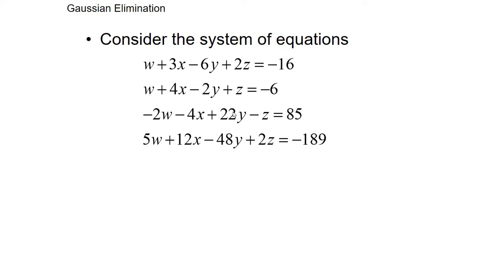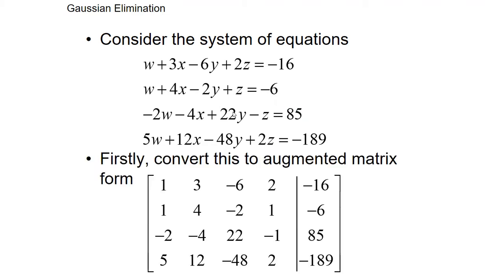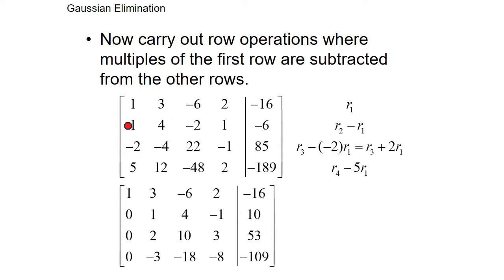So let's see Gaussian elimination as applied to a system of 4 equations in w, x, y, and z. We start off by putting it into an augmented matrix form. And then we start carrying out row operations in order to try to eliminate the variables. Firstly, we want to get zeros in those 3 positions here.